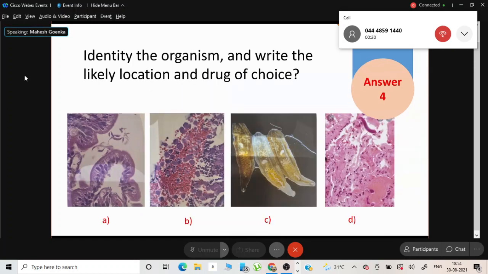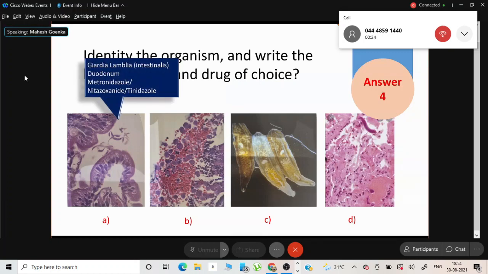These four organisms, I hope you all got it right. The first one is, of course, Giardia lamblia. You can write Giardia intestinalis, Giardia duodenalis. All of them are right. Of course, this is usually situated in the duodenum, and any of the drugs, metronidazole, tinidazole, nitazoxanide, will be correct.